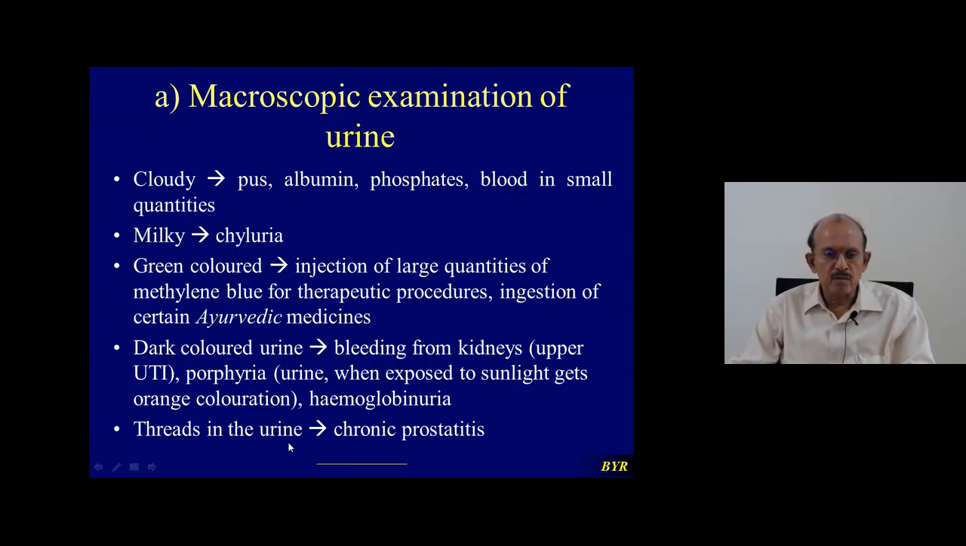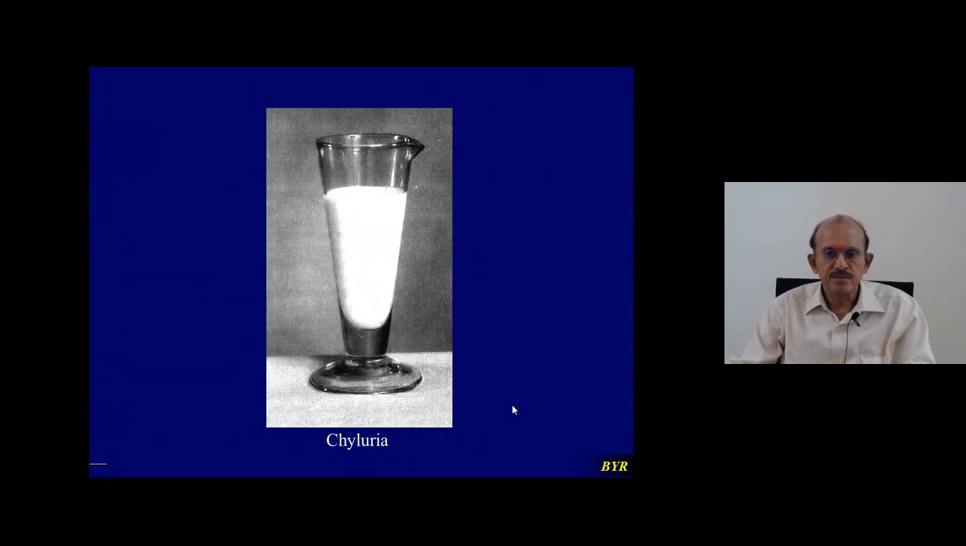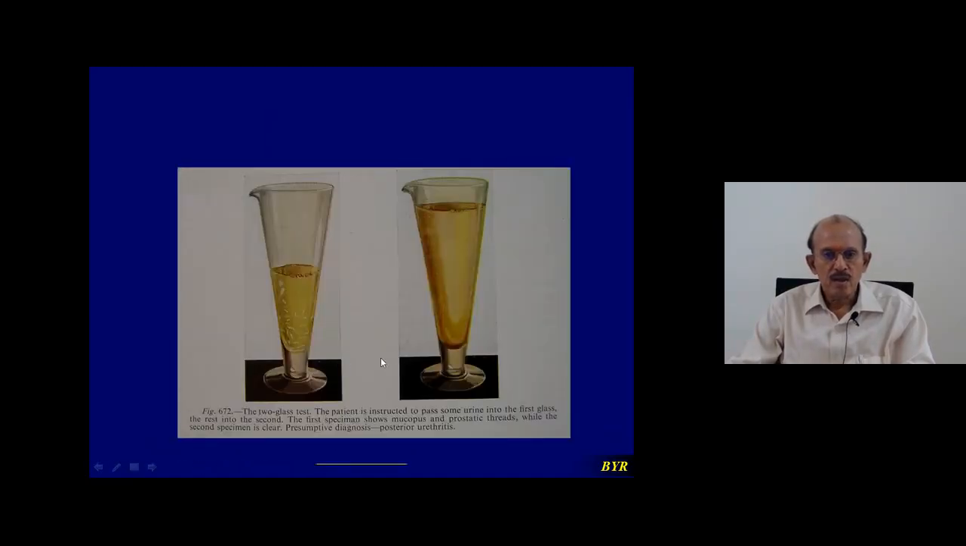Presence of threads in the urine is seen in chronic prostatitis. In chronic prostatitis, the patient will pass fine threads. So this is not milk, this is chyluria, urine passed by a patient having this symptom, that means presence of chyle in the urine. This is the normal color of urine, and this is the prostatic threads. You see these white strands in the urine, as these are all protein plugs, or pus casts.